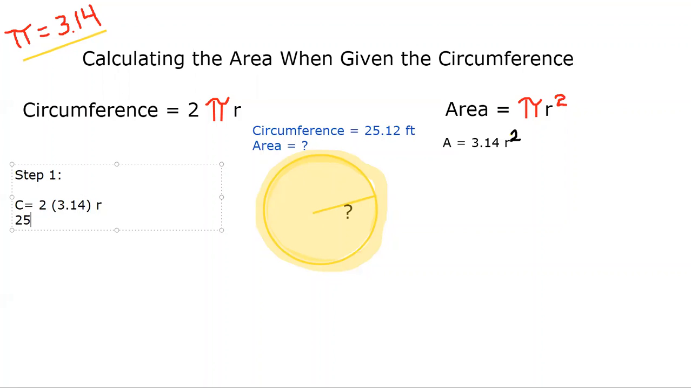Circumference is 25.1200 equals, we're going to put our 2 right back. The value of pi is 3.14. And again, we don't know the value of our radius. That is unknown, so we're going to leave it. We're then going to combine, we're going to multiply the 2 and the 3.14. So I'm going to multiply those. And that's going to give me 6.2800 times R on this side.